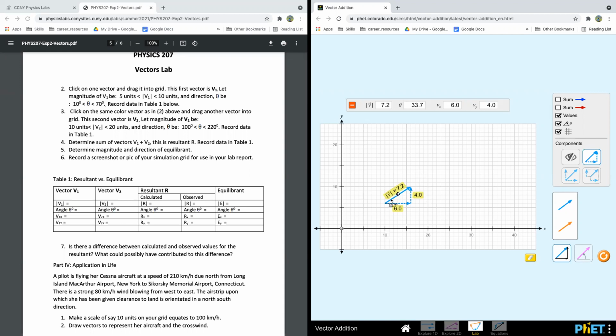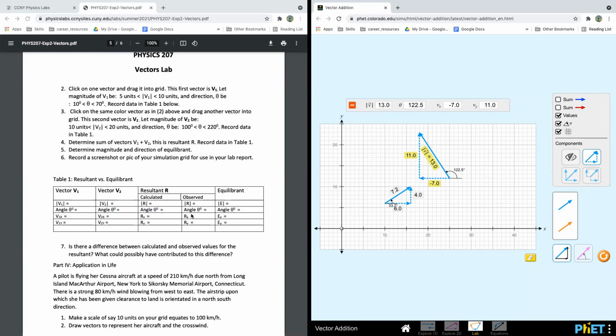And so we can call this one V1, and we get another vector called V2. V2 has to be from 10 to 20, and then the angles will be 100 to 22. So you just randomly pick your two vectors as long as they qualify for the requirements here. And so these are the two vectors you draw.